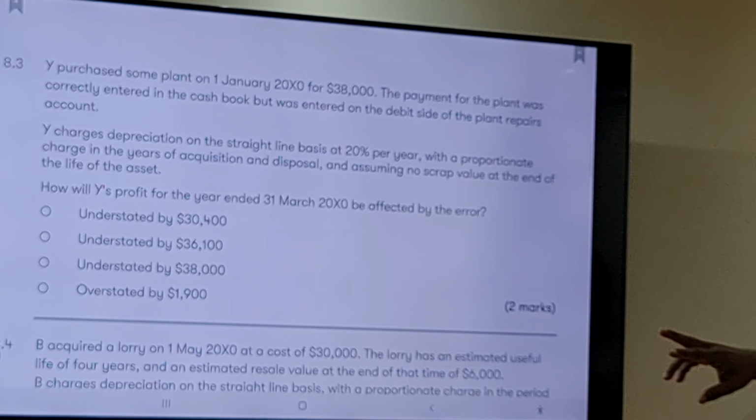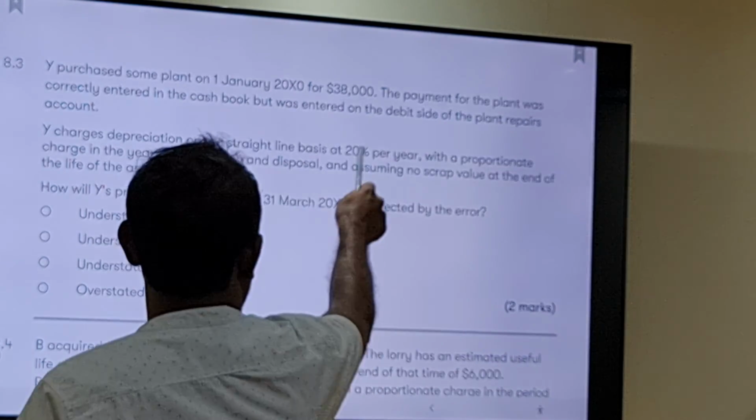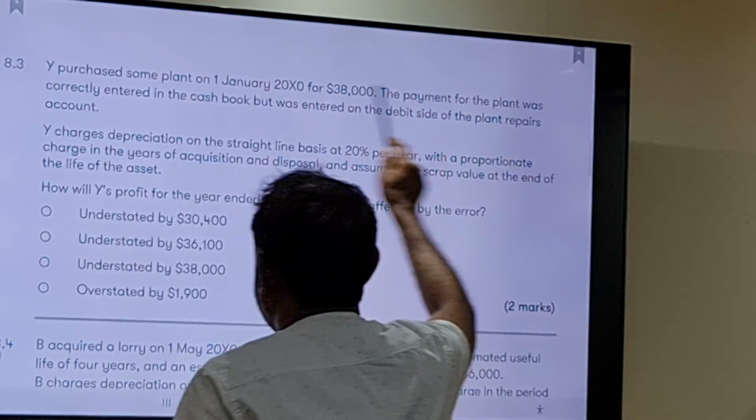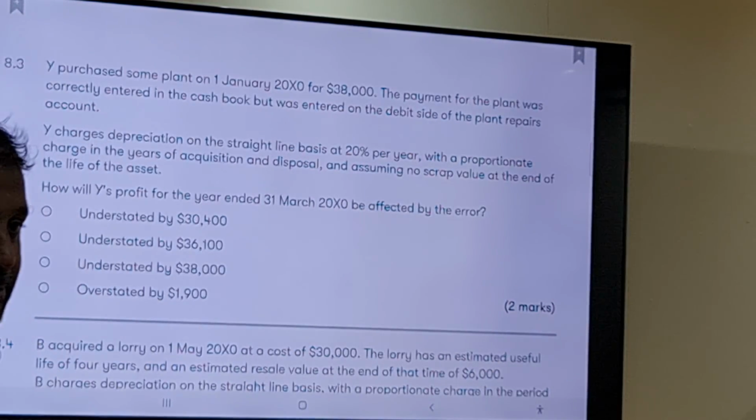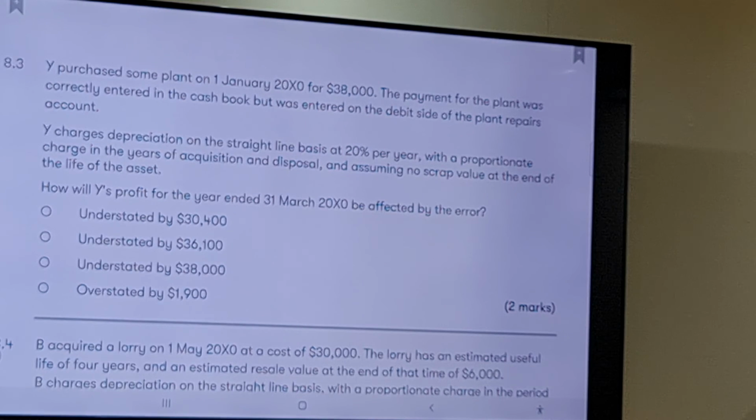There are 2 words used here, overstated and understated. Where is the mistake? He put assets as expenses. This is the mistake. It is the debit side of the plant repairs account, which is the expenses account.